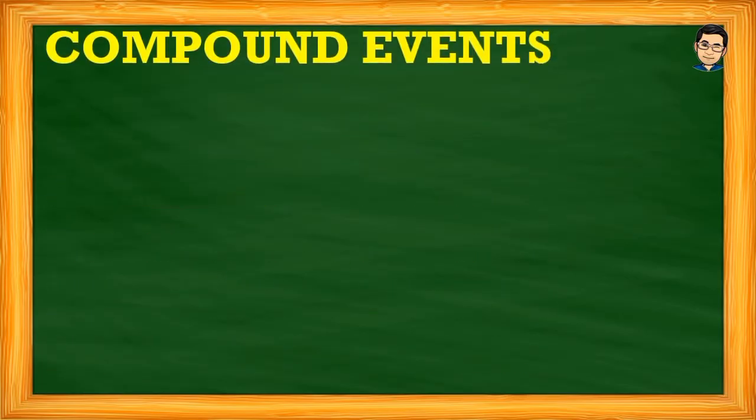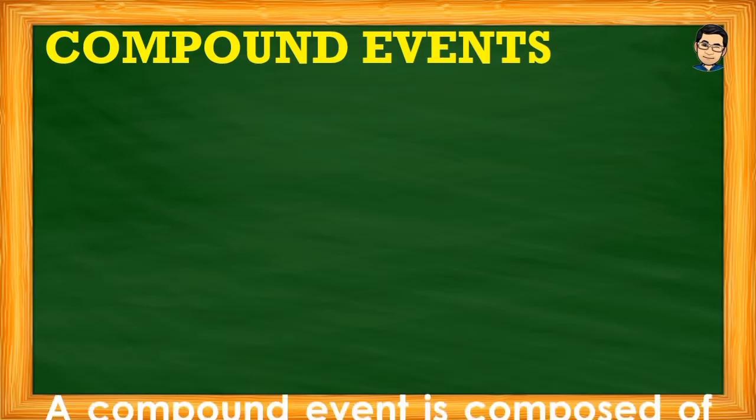So, if we have simple events, we also have compound events. Since we are discussing the union of two events, we are dealing with compound events. Dalawang events po kasi yun. So, kapag isa lang, that is simple. And then, kapag dalawa na, that is what we call compound events. Just like in English, meron po tayong simple sentences, compound sentences. So, what is a compound event?